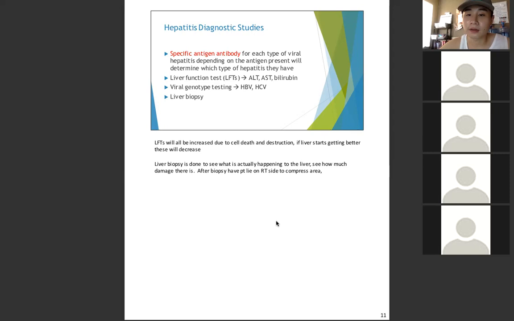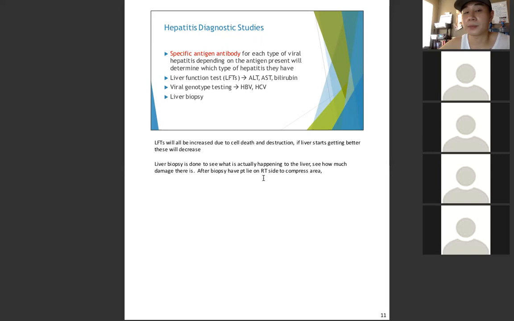So because the liver is in the right upper quadrant, when they have the biopsy of the liver in order to figure out if the patient is having cirrhosis or not, they will be at risk for bleeding after the procedure. So one of the ways to decrease the risk of bleeding after the biopsy is we lie the patient on the side where the procedure was done in order to compress the area, having more pressure on it to prevent bleeding.